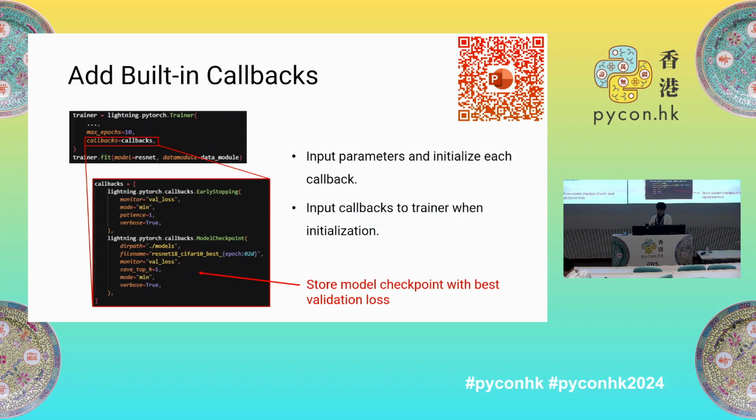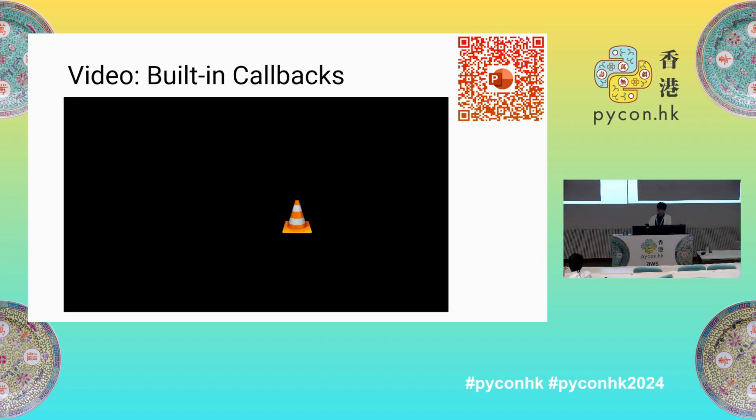To add the callbacks, we just need to initialize them with some key parameters. Here we configure the early stopping callback to monitor the validation loss. If the validation loss stops improving, the training will automatically stop. And we also set up a model checkpoint callback to store the model weights that perform best in terms of validation loss. Once the callbacks are initialized, we simply pass them to the trainer, and PyTorch Lightning will handle the rest. And now we will see how exactly it works.